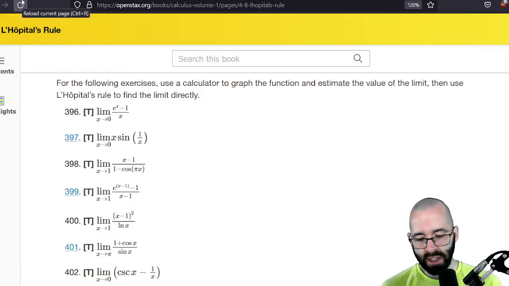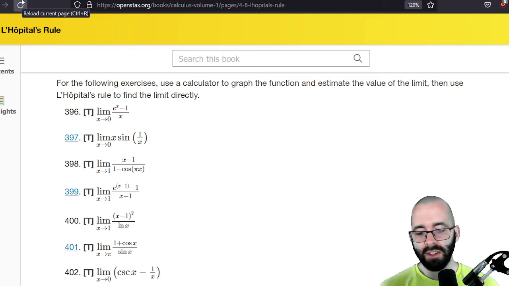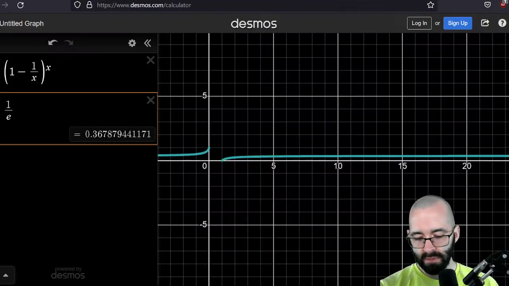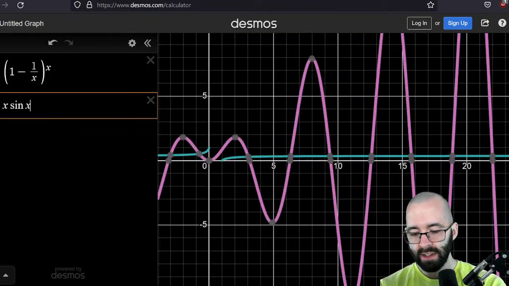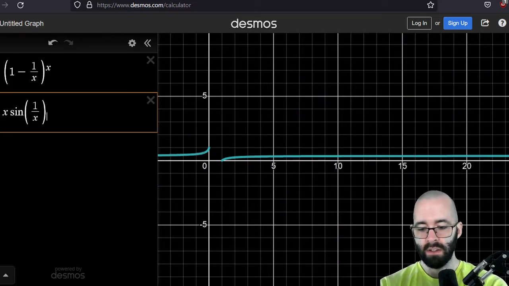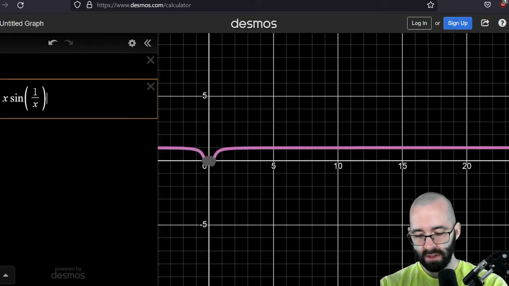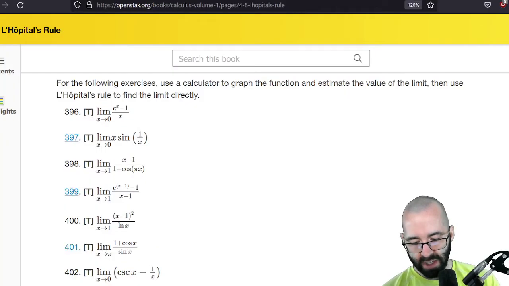Two more. Graph the function with Desmos and estimate the value of the limit, and then use L'Hopital's rule to find it directly. So basically the backwards of what we've been doing. x sine of 1 over x. Actually, let me write it on my board first. The limit as x goes to 0 of x sine of 1 over x.